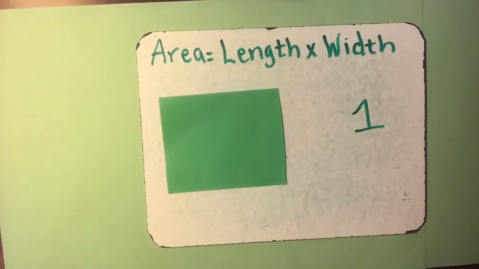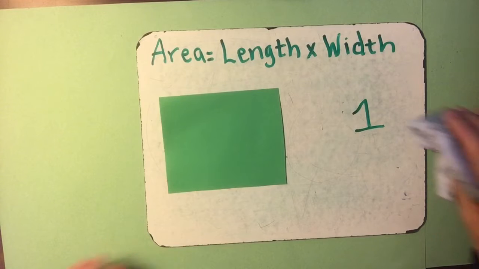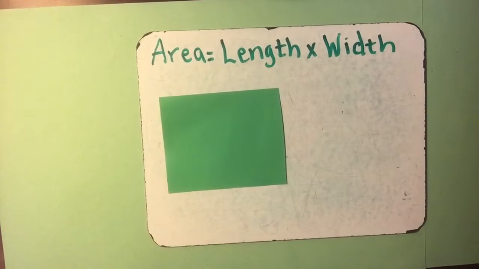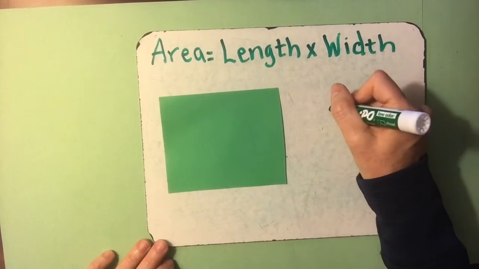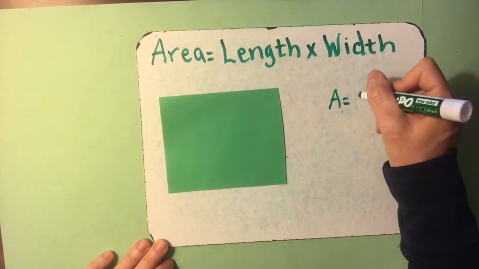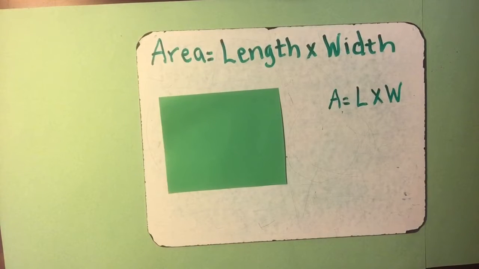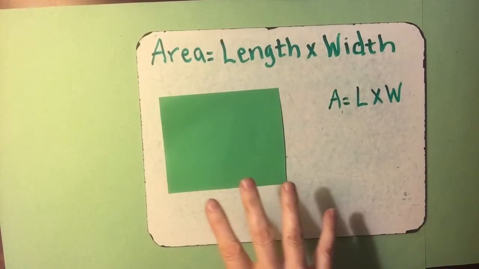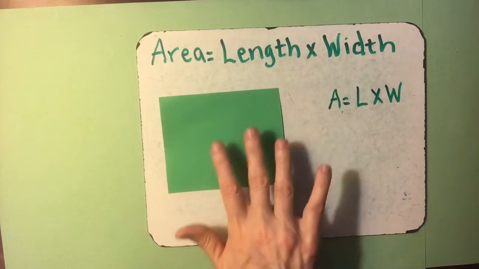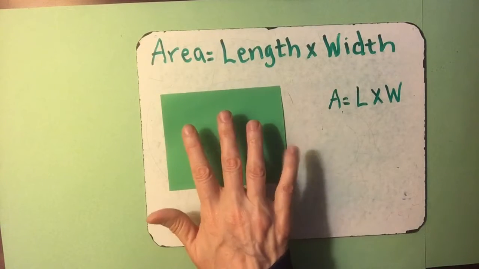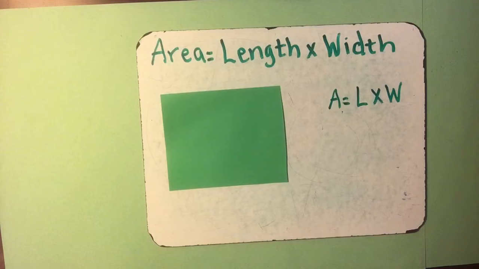So whenever we measure a square or a rectangle, we're going to use this particular formula, and the formula is area equals length times width. And the way we write that as a formula is this. We write A equals length times width. So when you calculate the area, what you're trying to calculate is how many square units are inside of this square. So in order to do that, we need to calculate the length and the width.